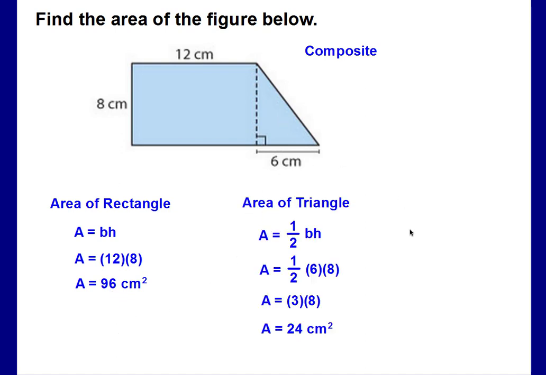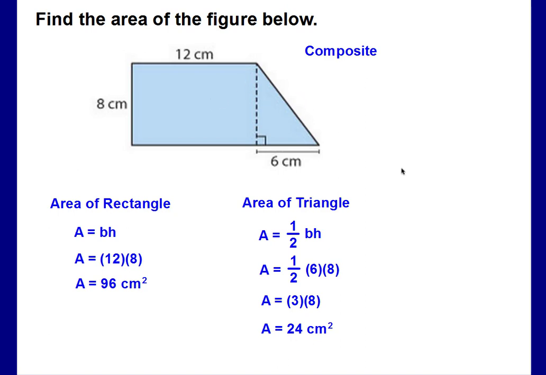Then find the area of a triangle. The formula is 1/2 base times height. Plug in what you know. 1/2, the base of the triangle is 6, and the height is this right side of the rectangle, which is going to be the same as the left side, 8 centimeters. Half of 6 is 3, and 3 times 8 is 24. So the area of the triangle is 24 centimeters squared.